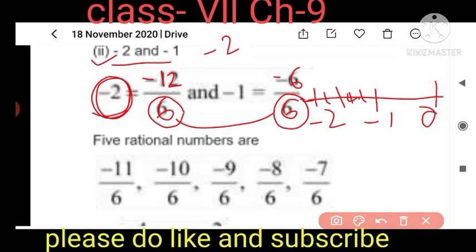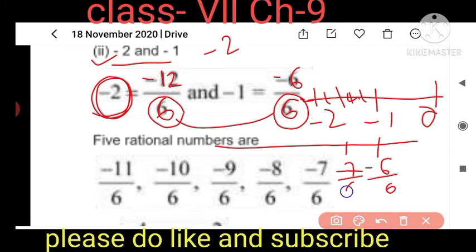Now the rational numbers we got are -12 upon 6 and -6 upon 6. If we draw a number line like this, suppose -6 upon 6 is here, then next we get -7 upon 6, and next -8 upon 6. So in this way between -12 upon 6 and -6 upon 6 we have to write. After -12 upon 6 you will get -11 upon 6, -10 upon 6, -9 upon 6, -8 upon 6, and -7 upon 6. These are the numbers between -2 and -1. These are the 5 rational numbers. In this way we have to write.